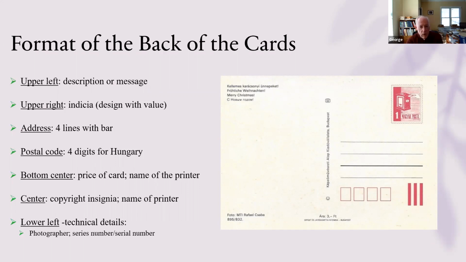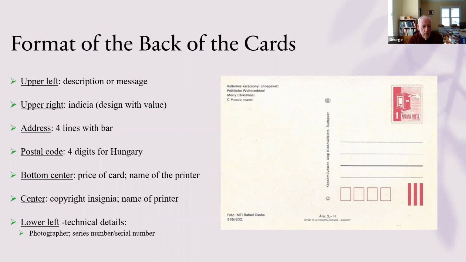So to really be able to determine which series, which individual card in the Hodove catalog, you really need to understand the layout of the cards. And going from the upper left is either a description or a message. The description on the cards for towns are generally of that town. In the upper right, indicia is the design with value. That's the 16 different ones that are major varieties that are listed in the main body of the catalog.